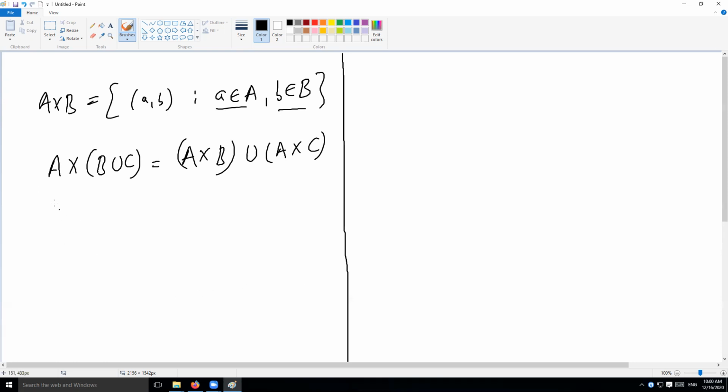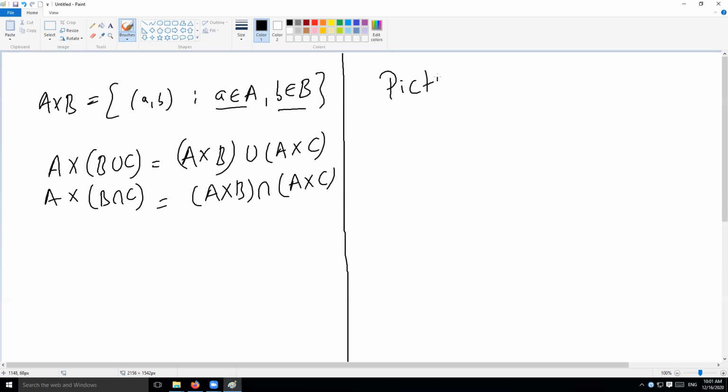A similar identity is also true about the intersection, that A cross B intersection C is the same as A cross B intersection A cross C. The same is true about the intersection. So I'll just prove one of these. Let me show you pictorially what this identity means.